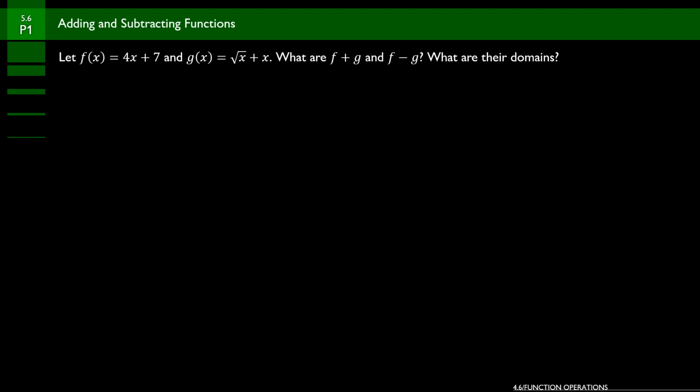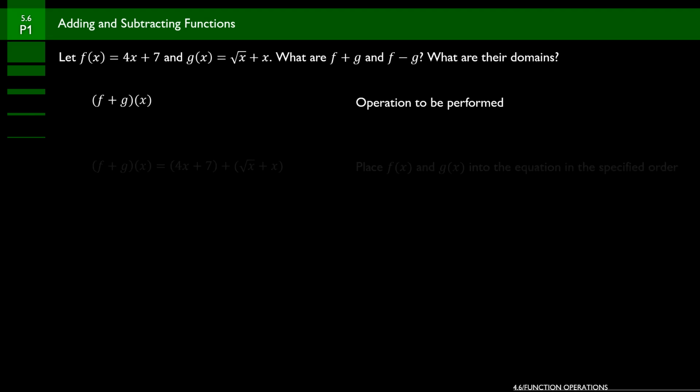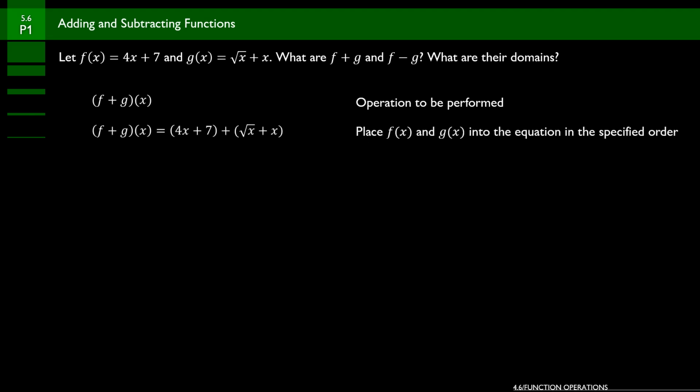So if we're going to do f plus g of x, we're going to first write it out and state what the operation is that we're going to perform. Then we're going to work left to right. So we have f of x, so we're going to substitute in f of x. F of x is 4x plus 7. Then what's the next thing that we've got in our directions? We've got a plus sign. So we're going to put a plus sign directly after that quantity.